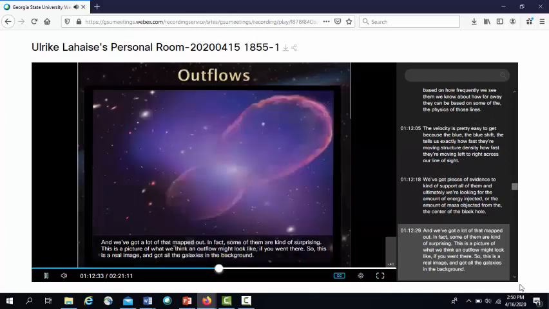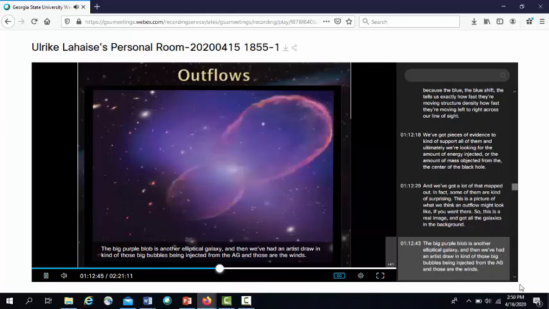In fact, some of them were kind of surprising. This is a picture of what we think an outflow might look like if you went there. So this is a real image. You've got all the galaxies in the background. The big purple blob is another elliptical galaxy. And then we've had an artist draw in those big bubbles being ejected from the AGN.